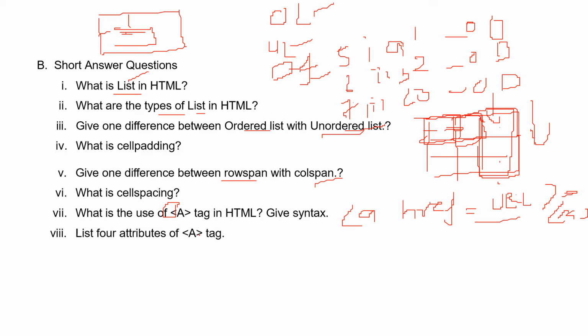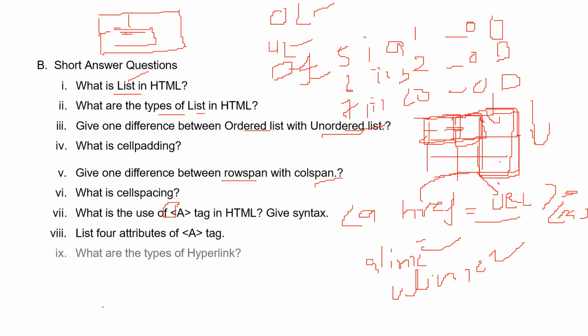List 4 attributes of a tag. A tag has one attribute as href. Then you have width and height you can give. You can give the link. So a link, v link, this is active link, this is visited link, right? These are various attributes.